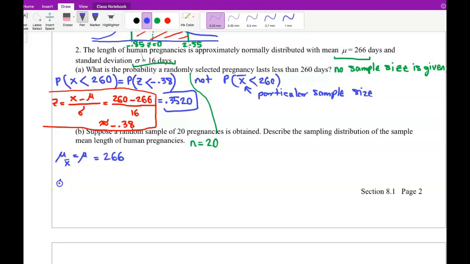Now the standard deviation is equal to the population standard deviation divided by the square root of the sample size. So from here we have 16 divided by the square root of the sample size, which is 20. Using a calculator, the answer is 3.578.